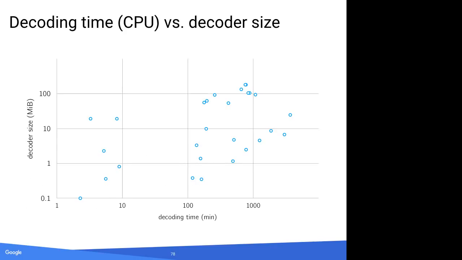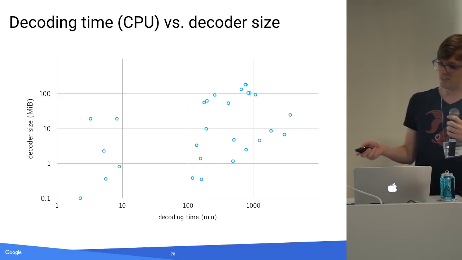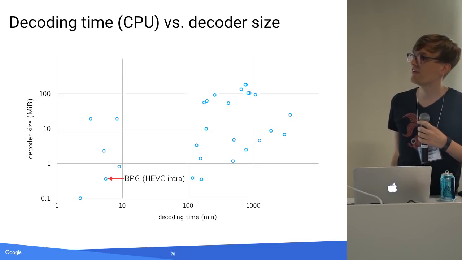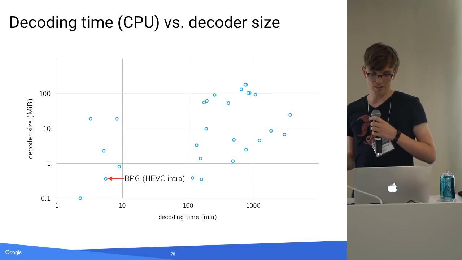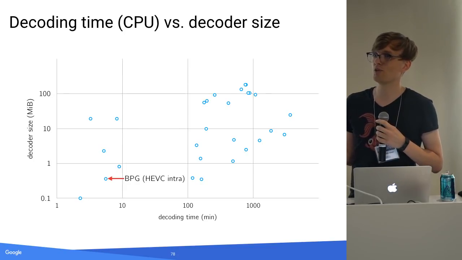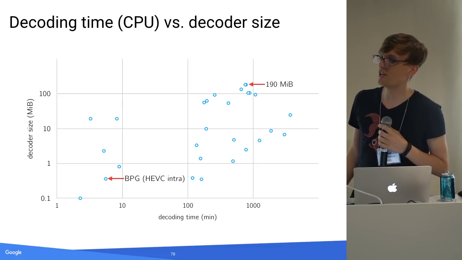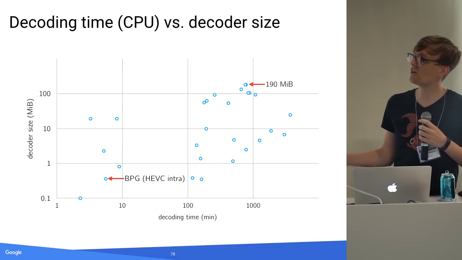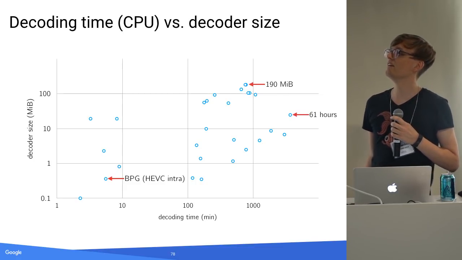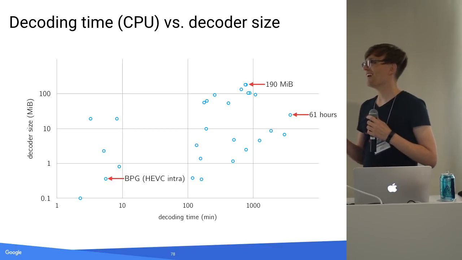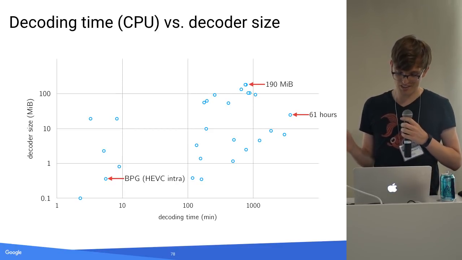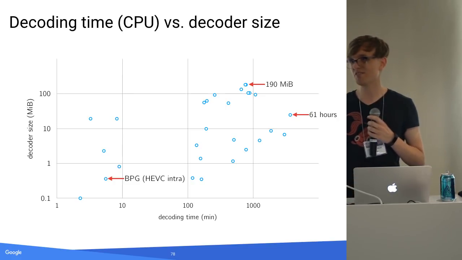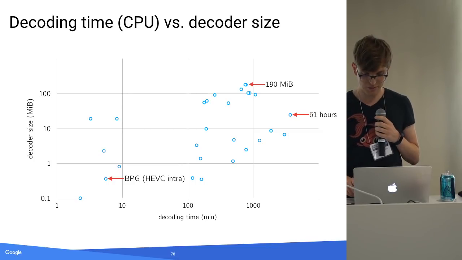Here's an interesting statistic. These are the decoding times versus the decoder sizes in megabytes. And this is where HEVC intra is. So you can see that there is still a lot of work to be done. The largest decoder was 190 megabytes big, and the longest time for decoding the test set was 61 hours. So it's not quite a CPU week or a CPU decade. So that's good, I hope, but no doubt we have to do a lot better than this.